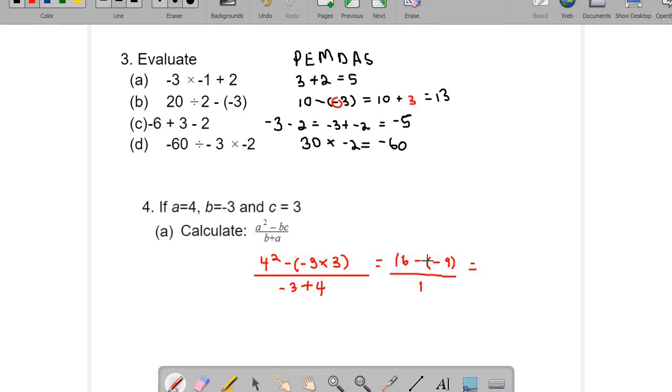Okay, let's work out what we have left. Since we're subtracting, we're going to change to add the opposite. And that -9 is going to become +9. And we're going to be left with 25 over 1, or we can just break that down to 25. And that's pretty much it.